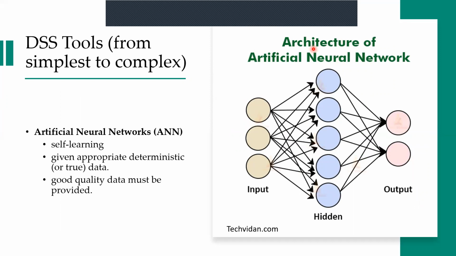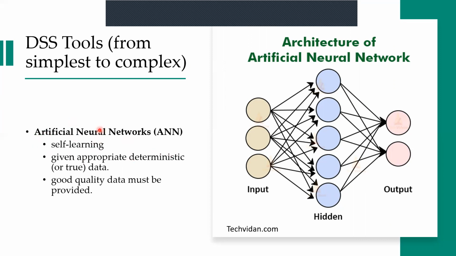We have artificial neural networks. That's another tool. I'm sure you're familiar with ANNs, or artificial neural networks. What is the advantage over expert systems, spreadsheets, and relational databases?